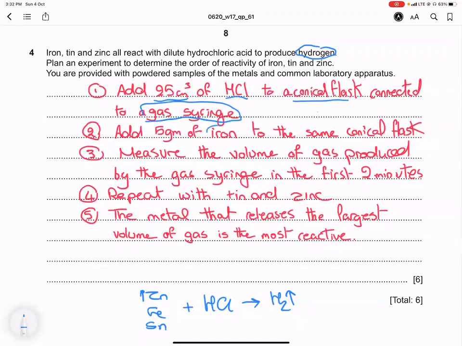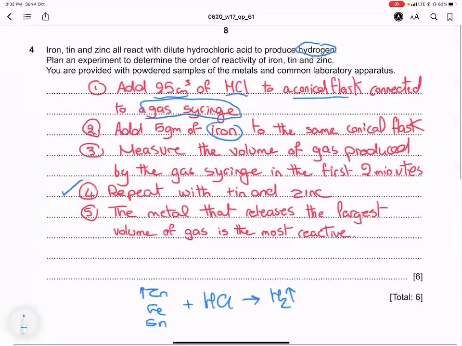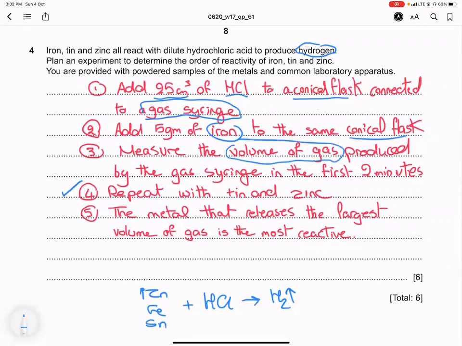And then add 5 grams of iron. Okay, always start with one of the metals and then say repeat, but don't talk about the 3 metals at the same time. It's very confusing. Add 5 grams of the iron to the same conical flask. Measure the volume of gas produced using the gas syringe in the first 2 minutes. Always specify a time interval and don't make it 30 minutes, because the reaction will have finished for all of them. So you will measure the volume of the gas produced by the gas syringe in the first 2 minutes.